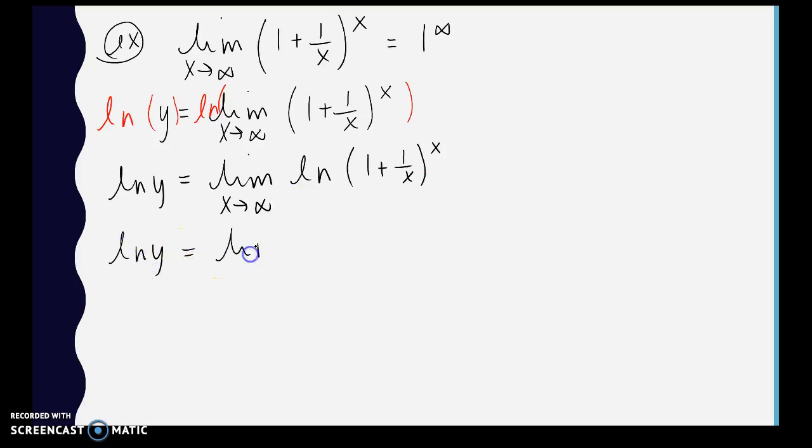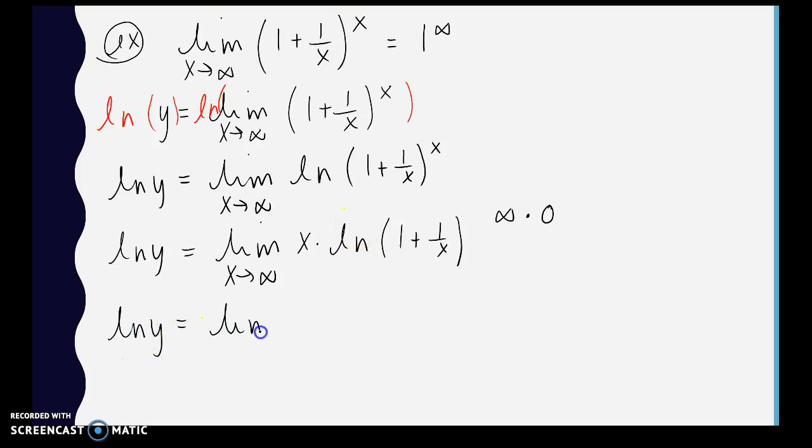Property of one of our log rules. Once I have the natural log, now I can bring this exponent out front. So I have x times the natural log of 1 plus 1 over x. Okay, so checking out if I have a proper indeterminate form yet, I would have infinity times, this approaches 0, natural log of 1 is 0, so infinity times 0, another indeterminate form, but another one that won't work yet. So now we have to continue to work with this.